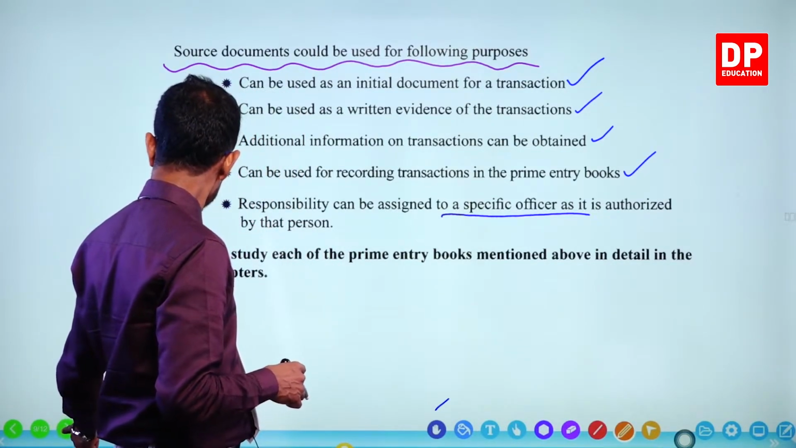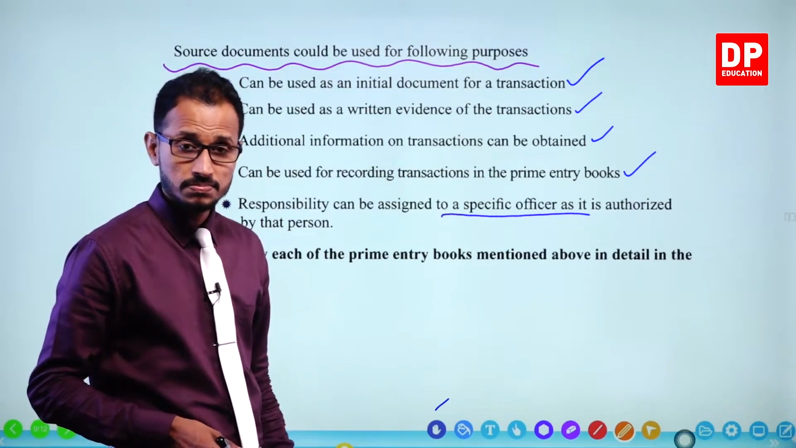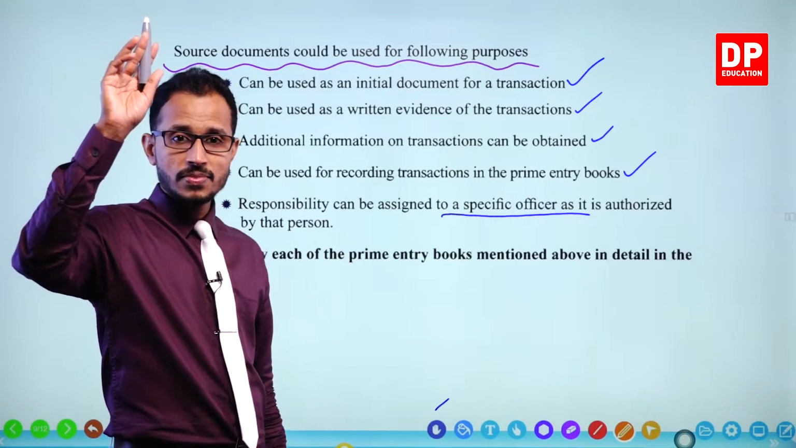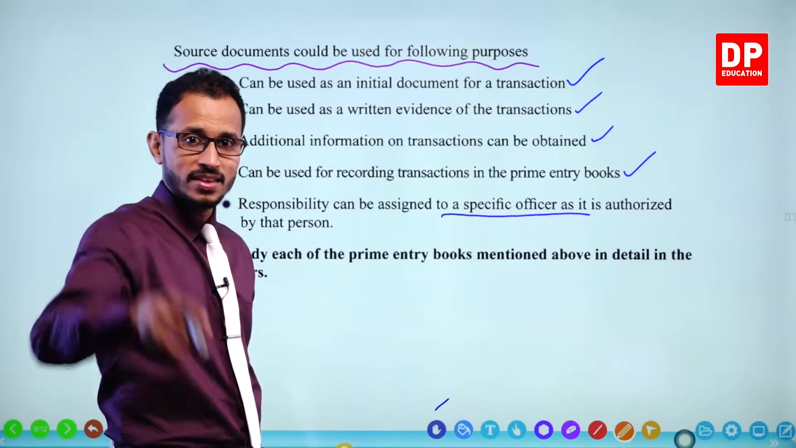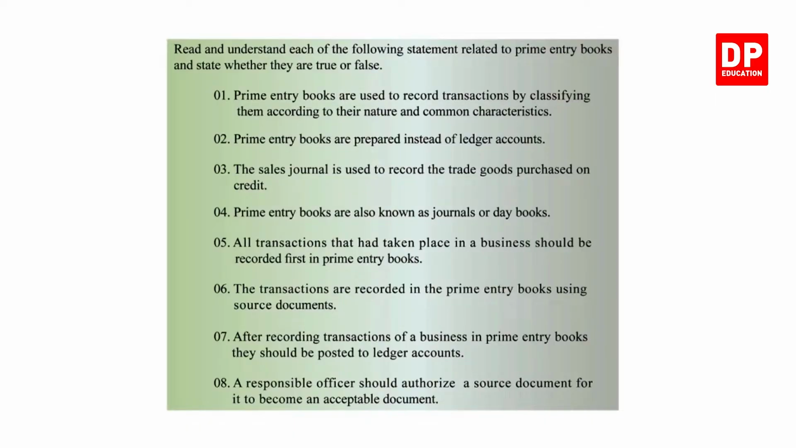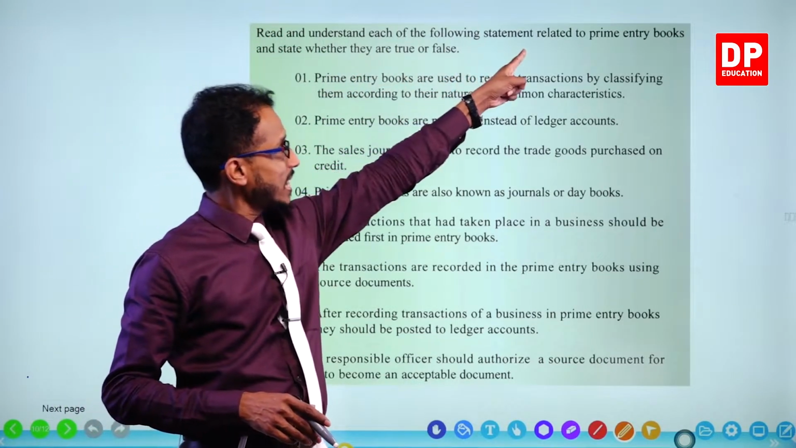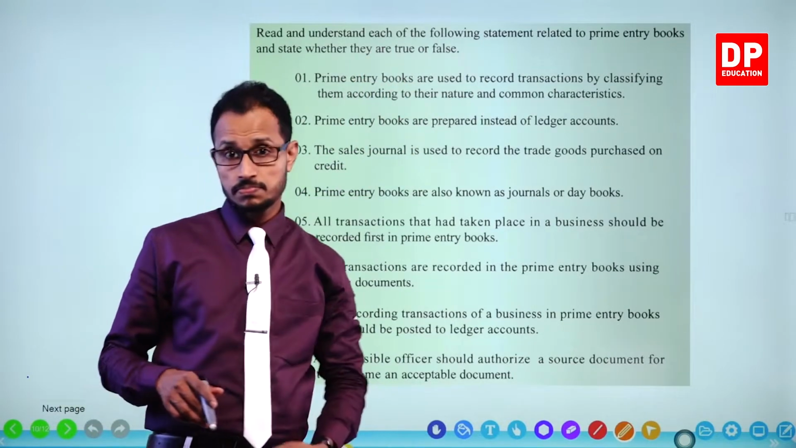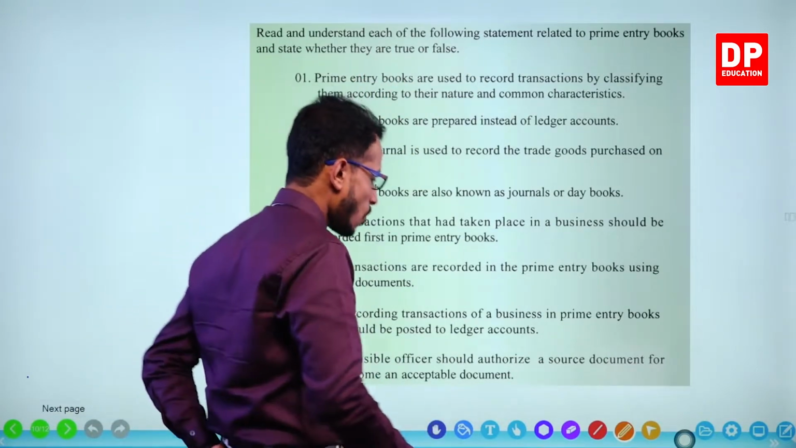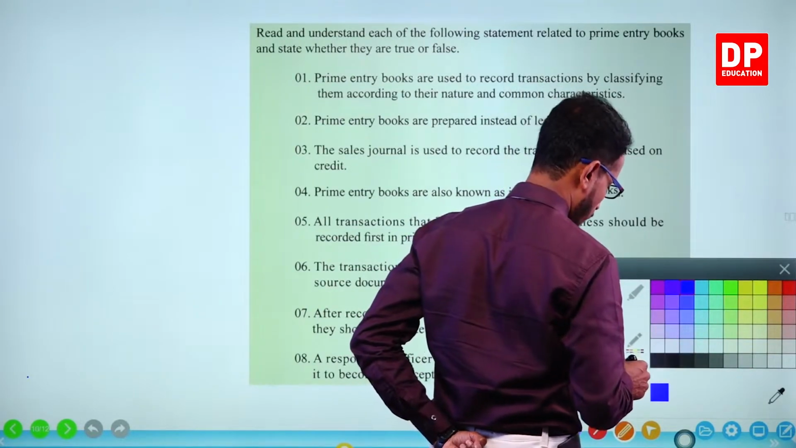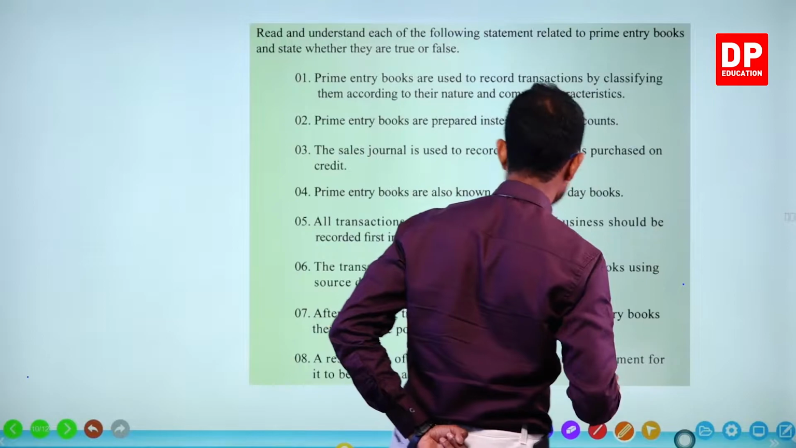Right, let's test that, shall we? Who's up with me? Yeah, you better be. Right, children, read and understand each of the following statements related to prime entry books and state whether they are true or false. Okay, so this is a true or false exercise. This exercise appears in your textbook.